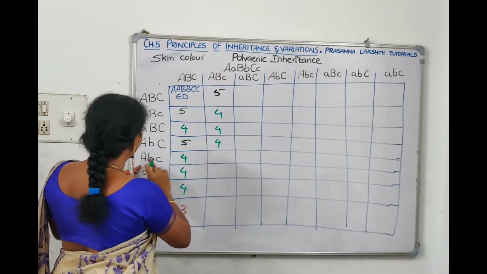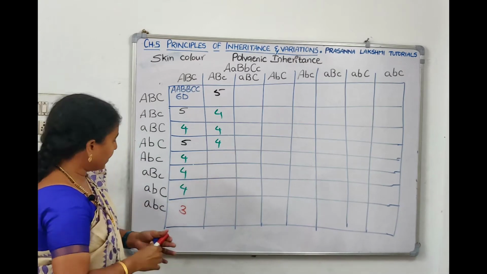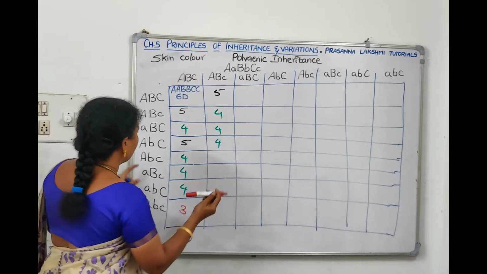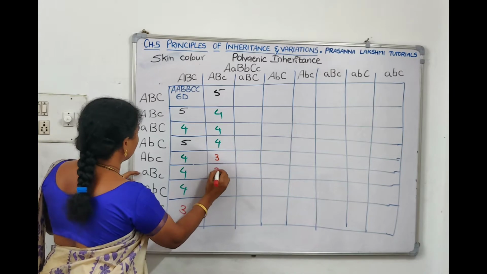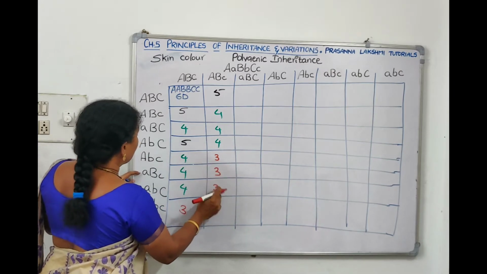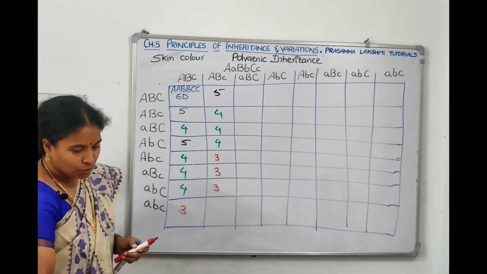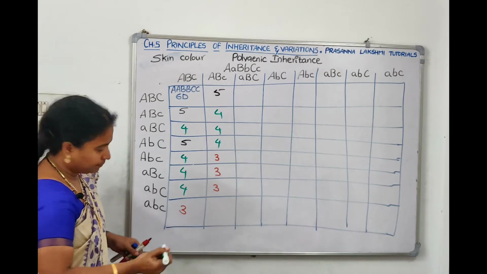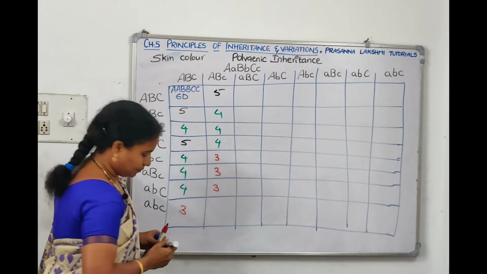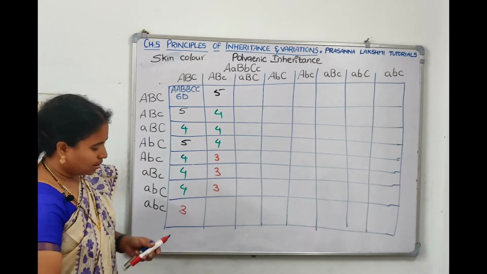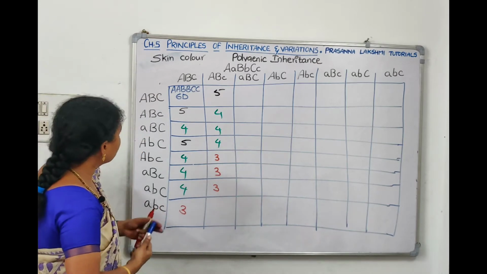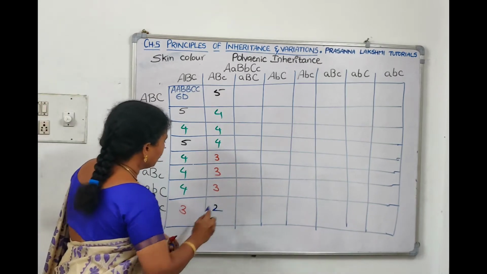So 1, 2, 3. For 3 we are using red. So 1, 2, 3 here, 1, 2, 3 here, and here it will be 2 only. So for 2 we'll use another color. No, I don't have another color. So for 2 also we will use blue only, right?